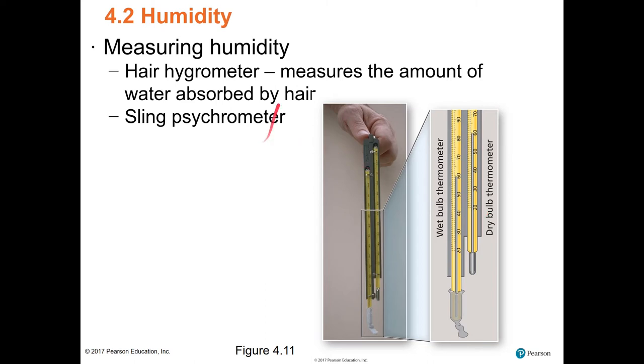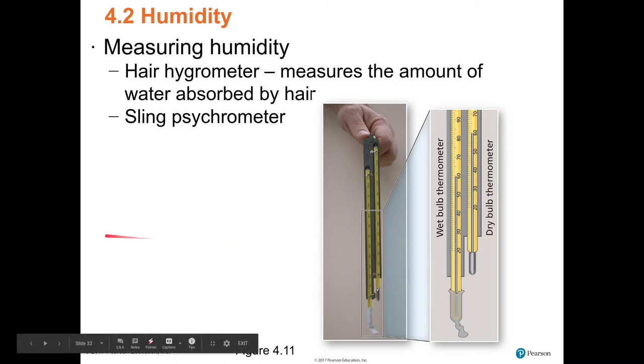There's another device called a hair hygrometer, and they actually use human hair, because as your hair absorbs moisture, it contracts and gets curlier. And so they've built these instruments where as the hair contracts, it pulls on the needle and changes the humidity reading on the dial. Kind of crazy that of the two scientific instruments used to measure humidity, one of them involves a wet shoelace and the other one, human hair.